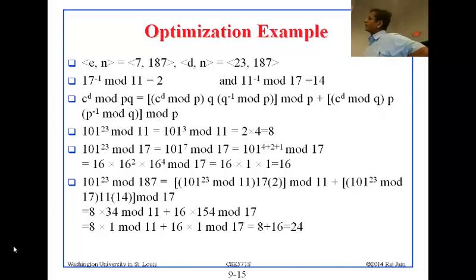Now, whenever you want to do C raised to D mod PQ, this is the Chinese remainder theorem. We do C raised to D mod P times Q inverse, and then C raised to D mod Q, then P and then P inverse. Okay, there is an error here. Mod P, this should be mod Q. The last thing should be mod Q. Please correct that.